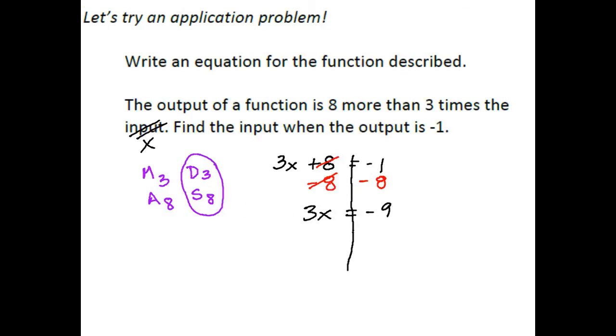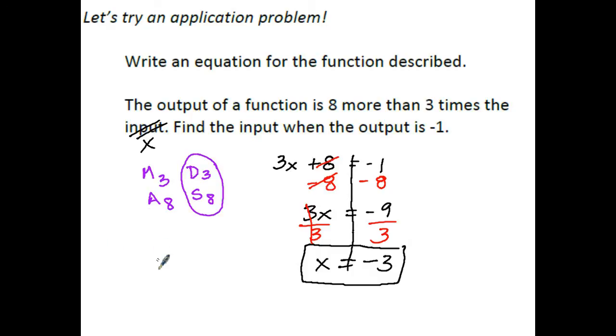So we're going to go ahead and divide by 3 to isolate x. We're going to divide everything by 3, so these are going to cancel, and you have x equal to a negative divided by a positive. A negative divided by a positive is going to give you a negative, and 9 divides by 3 three times, and then this would be our answer. So our answer would be negative 3.